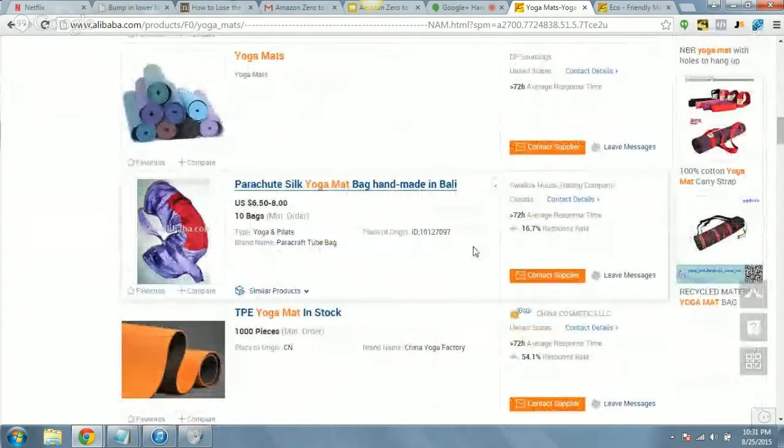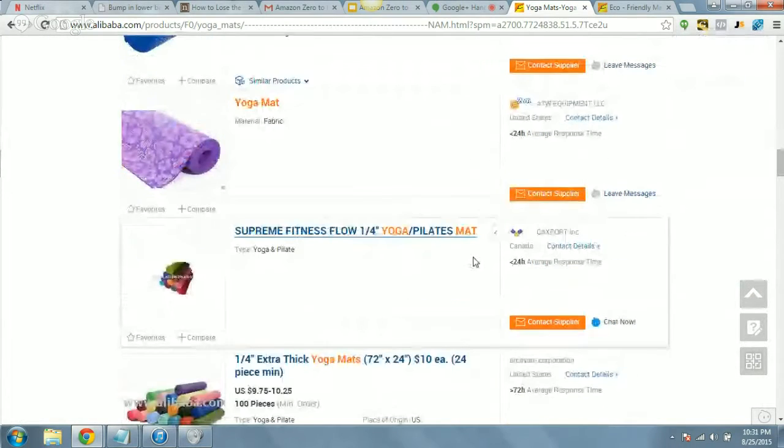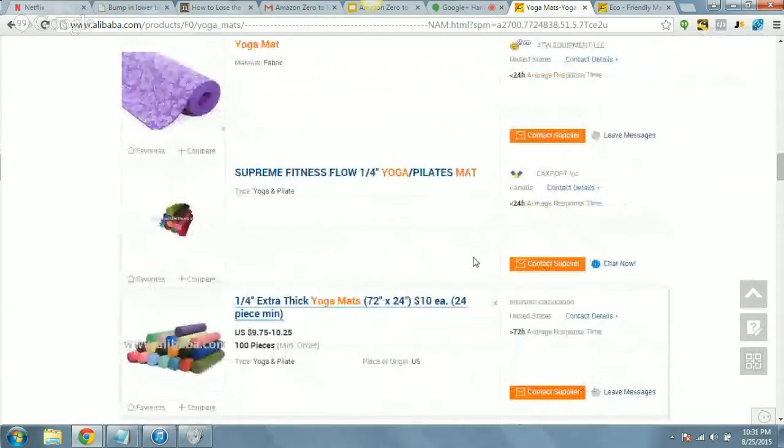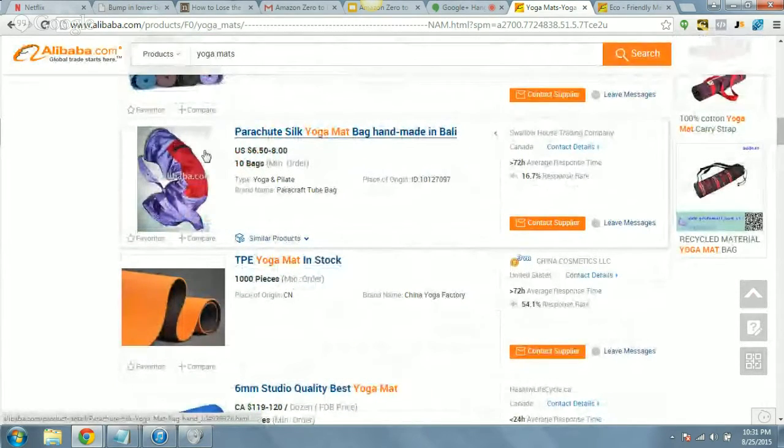Exactly. So you'll start to see, for example, look at that. Like I said, I would bet anything that this person is a representative here in the U.S., but they get their stuff from China as well. I like that parachute silk yoga bag. You see that? That's cool. Made in Bali. Oh, that's nice. Maybe it's just the color.